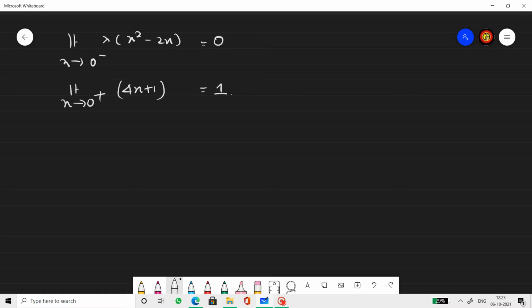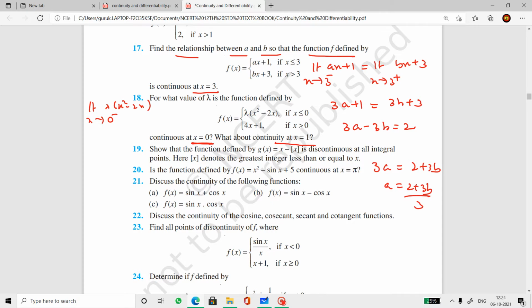So where is lambda here? How do I equate it when there is no lambda? The question was for what value of lambda it can be continuous. Well, there are no values of lambda for this question. But then they also want us to check for 1. When you check for 1, you don't need to do method 2. We just have to do only method 1.